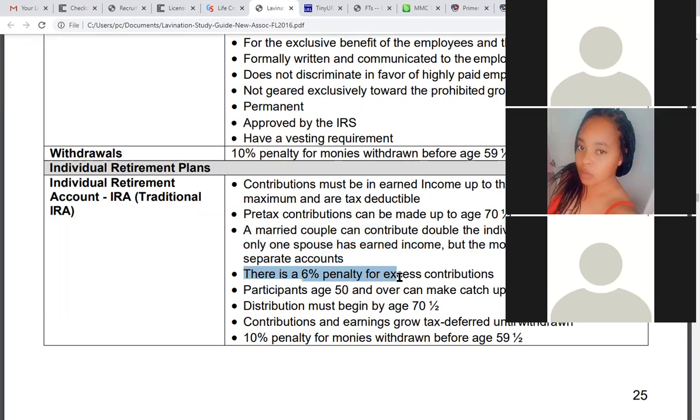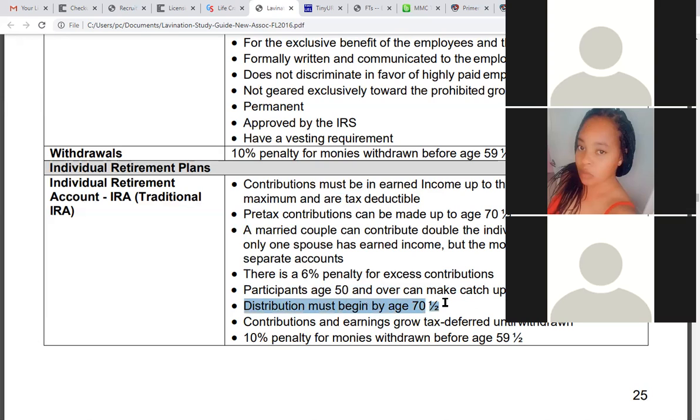There is a 6% penalty for excess contribution. So if the limit is 6,000 and you put 10,000, for the excess, which is 4,000, you've got to pay 6% extra until you withdraw the money, because you should not put more than you're supposed to. Participants age 50 or older can make a catch-up contribution. Just know that if somebody is 50, they're going to make a catch-up. They may not ask you how much the catch-up is, but if they ever do ask you, it's $1,000.